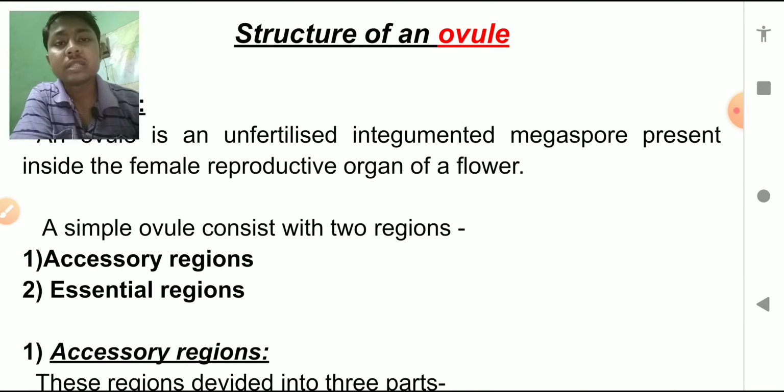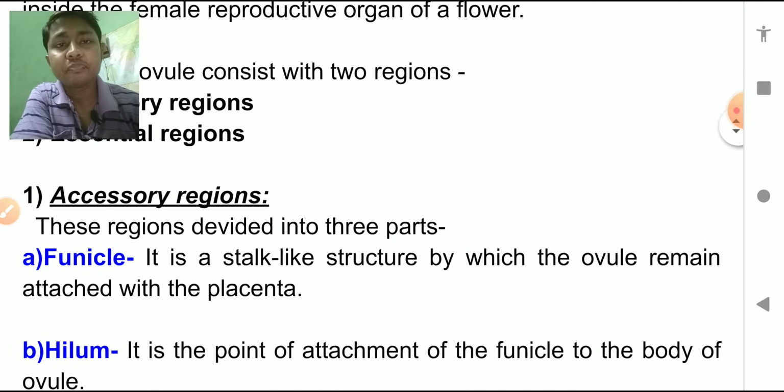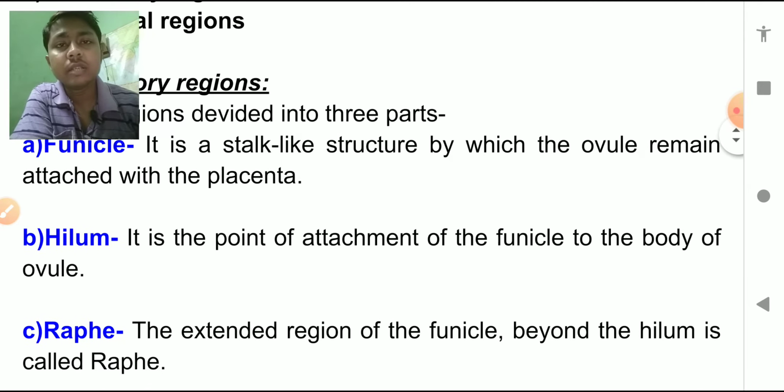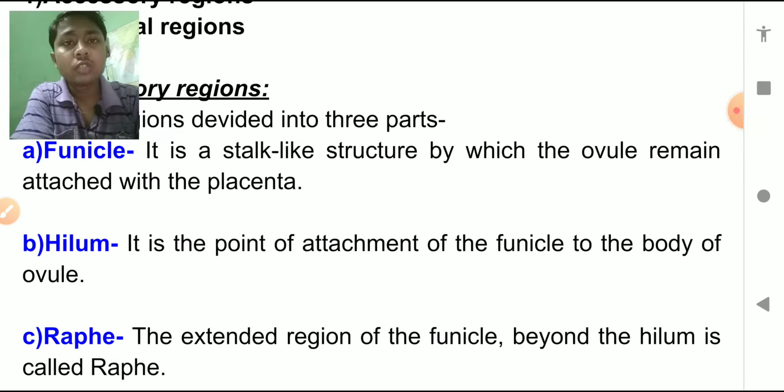First of all, the accessory region consists of three parts: funicle, hilum and raphe. The funicle is a stalk-like structure. Basically, this is the stalk of the ovule, by which the ovule remains attached with the placenta. This is called the funicle.